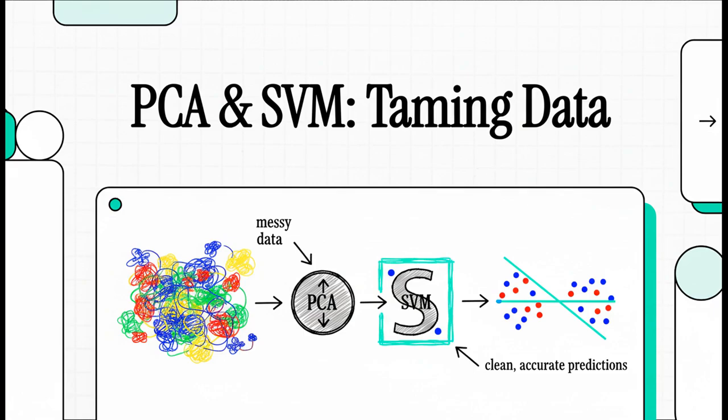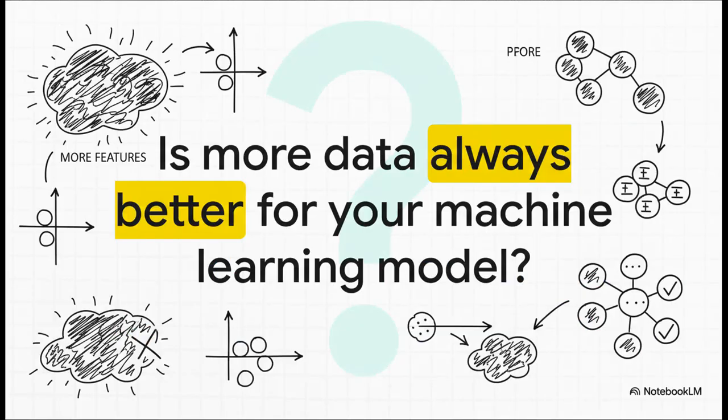So let's dive in. First things first, I want to kick things off with a question that might seem like it has a super obvious answer. Is more data always better? I mean, you'd think that giving your model more features, more columns, more information to work with, well, that can only be a good thing, right? Turns out, in the world of machine learning, more can often be much, much less.